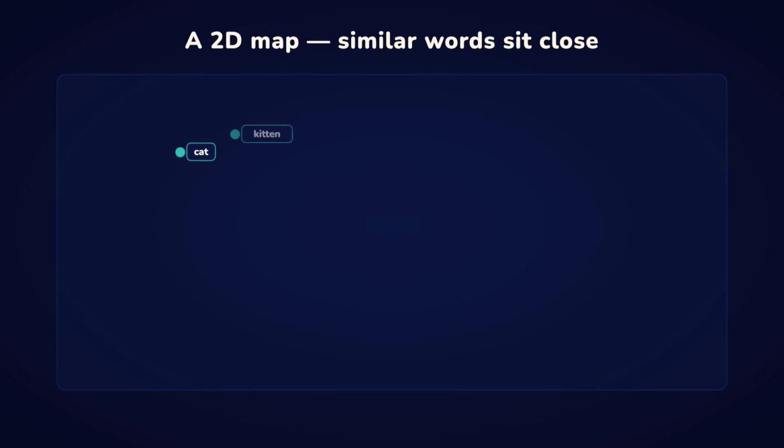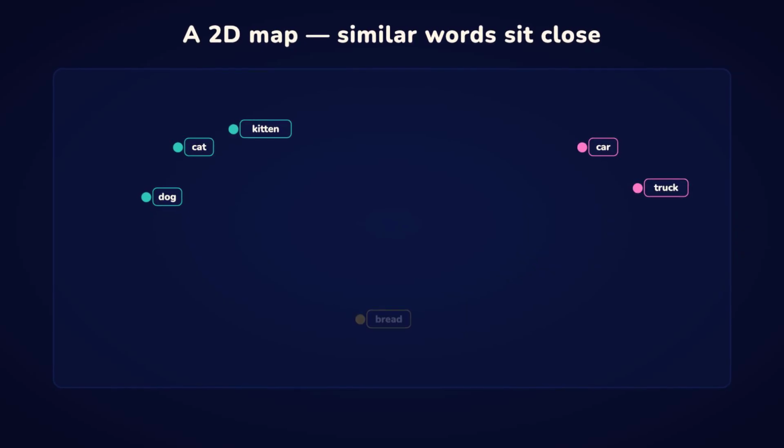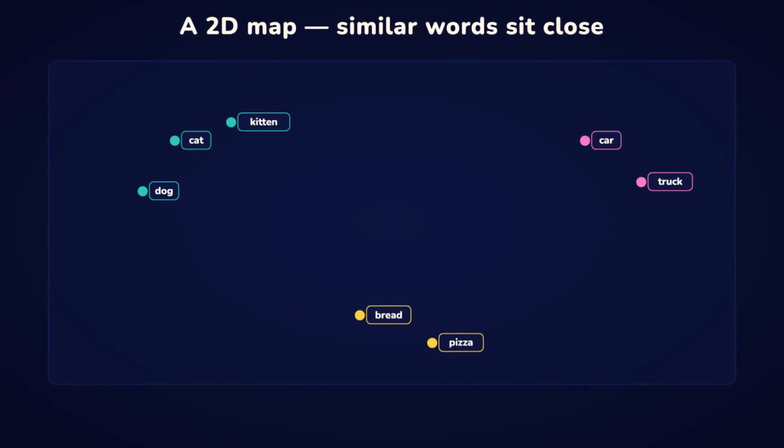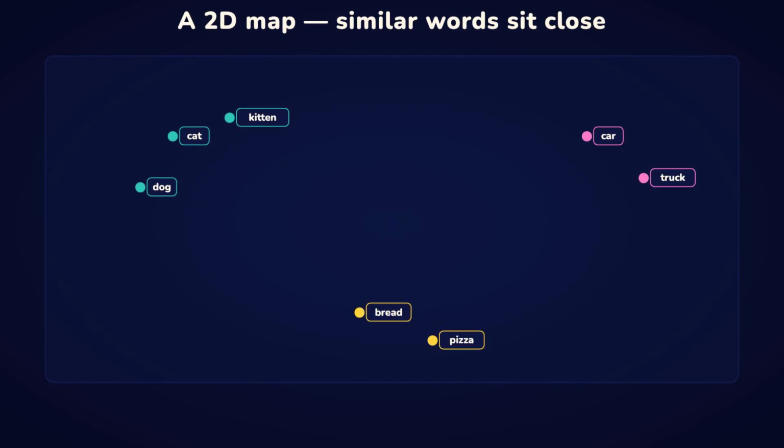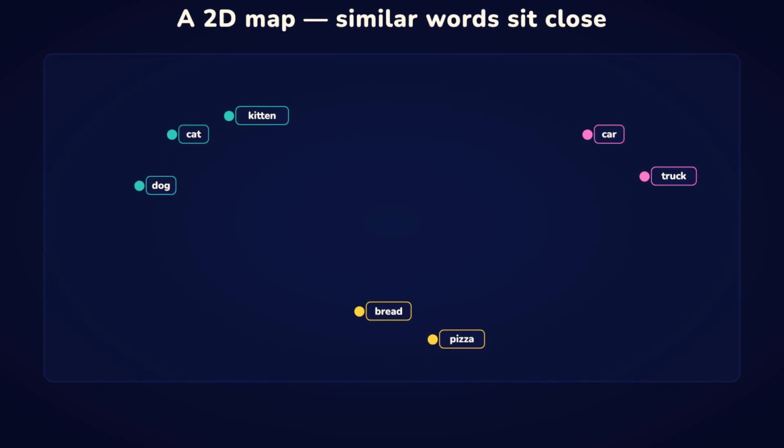Let's ignore 1000 dimensions for a moment. Imagine instead a simple two dimensional map. Words are points on this map. Similar words sit close together. Unrelated words sit far apart.